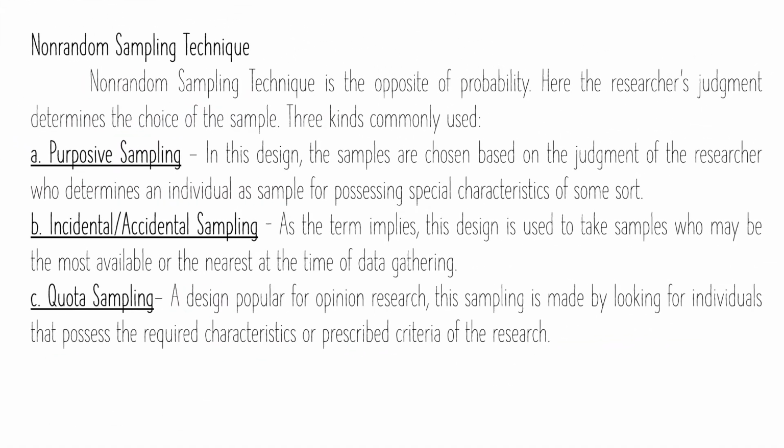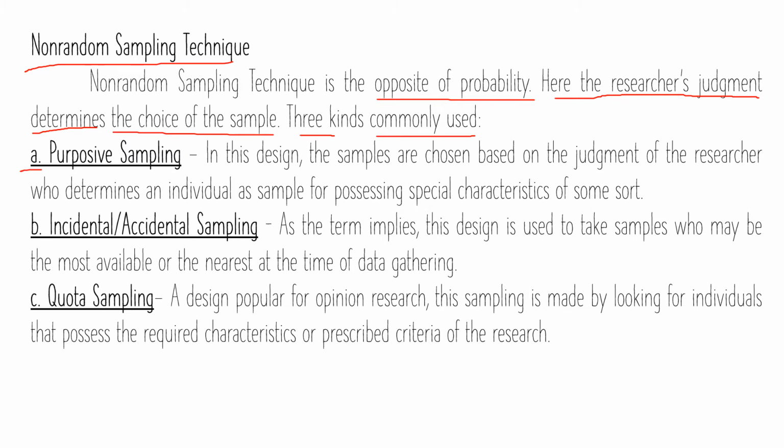So in this slide, we're dealing with non-random sampling techniques. A non-random sampling technique is the opposite of probability sampling, so this will be your non-probability sampling technique. Here, the researcher's judgment determines the choice of the sample. There are three kinds of commonly used non-random sampling techniques.